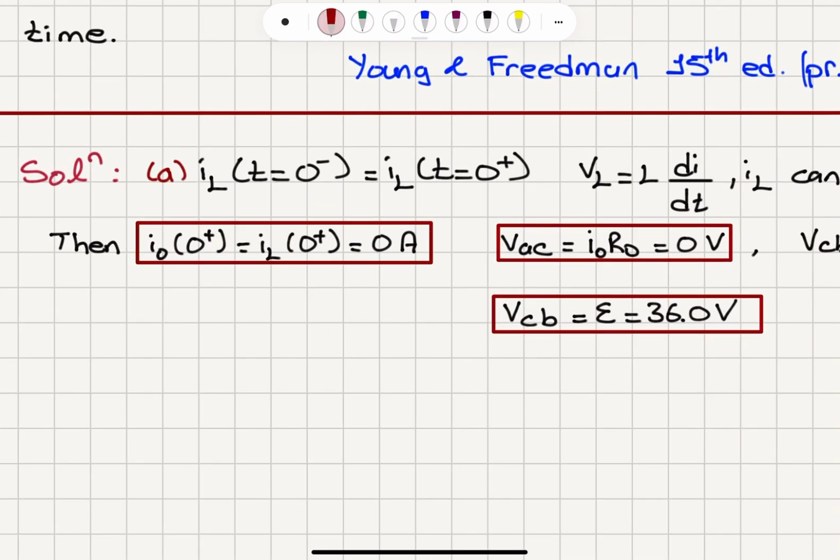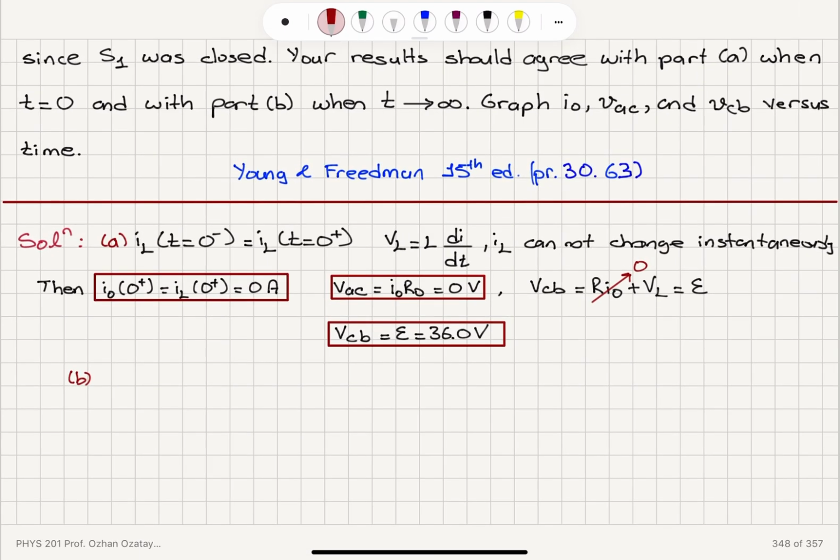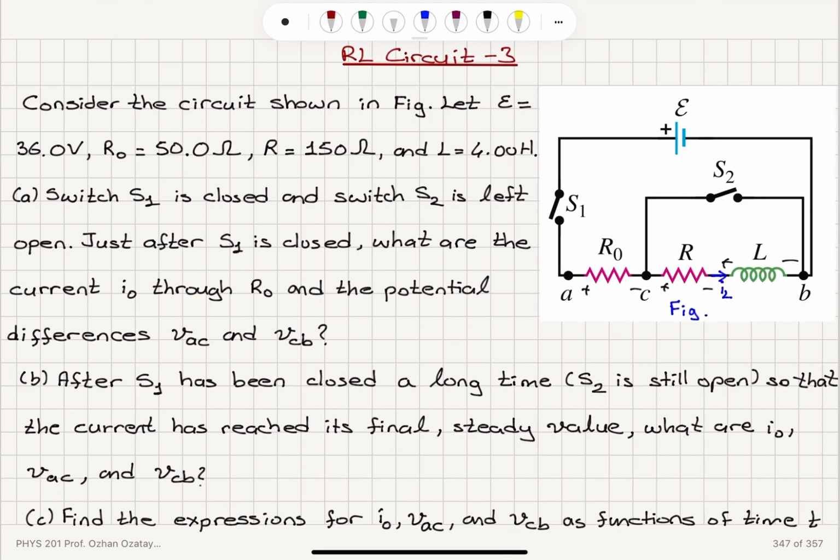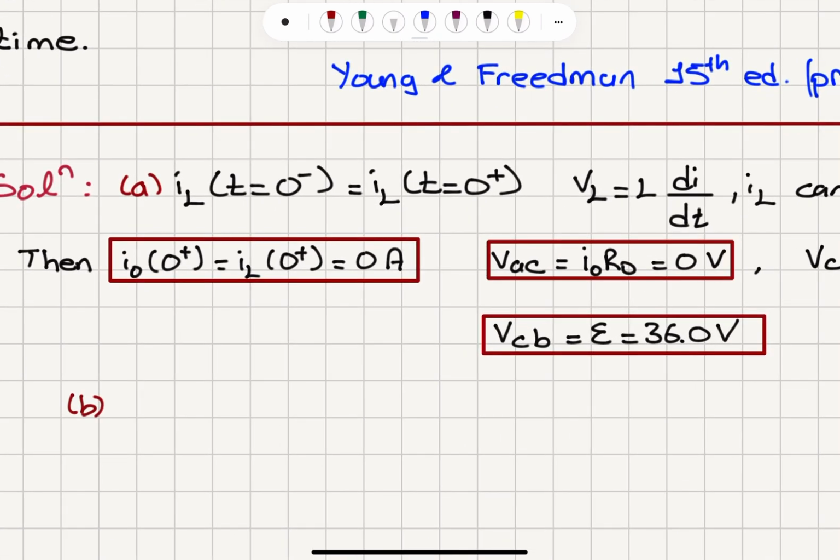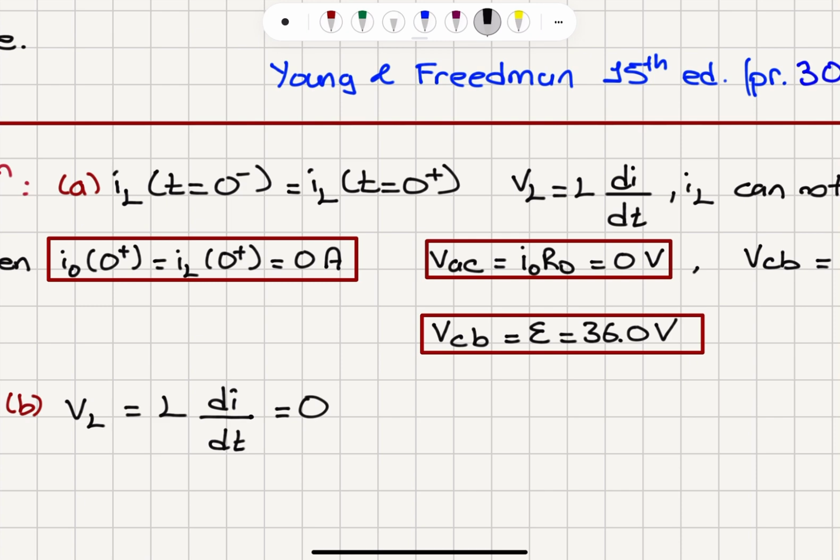Okay, so let's think about part B of the problem. After S1 has been closed a long time, S2 is still open, so that the current has reached its final steady value, which means we have constant current. What are I0, VAC, and VCB? Okay, now the voltage across the inductor, V sub L, is equal to L di/dt. This time the current has reached its steady value, so there is no time dependence of the current. L di/dt is 0 at steady state.